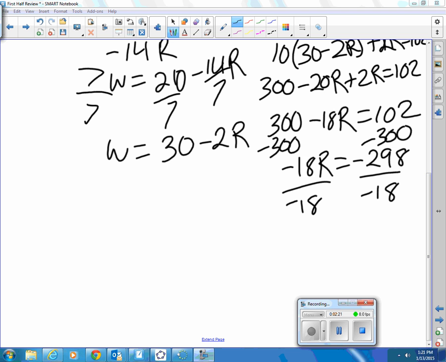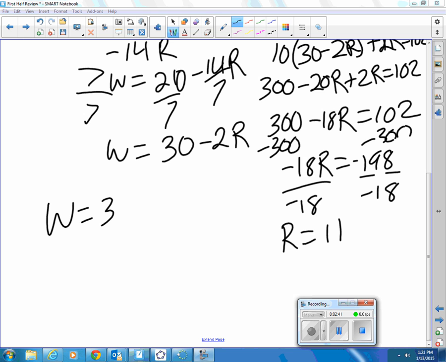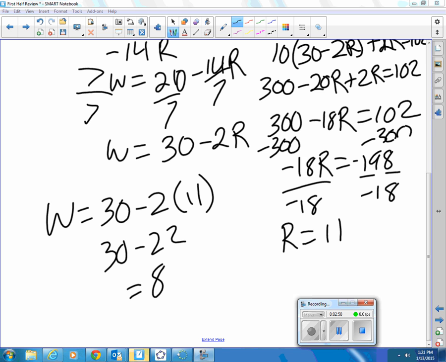Oops, I made a mistake there. When I subtracted 300, I should have gotten negative 198. Divide that by negative 18, that tells me that one room is worth $11. And so that means that a window is worth 30 minus 2 of those. And so that's 30 minus 22, that's 8. So one window is worth $8.